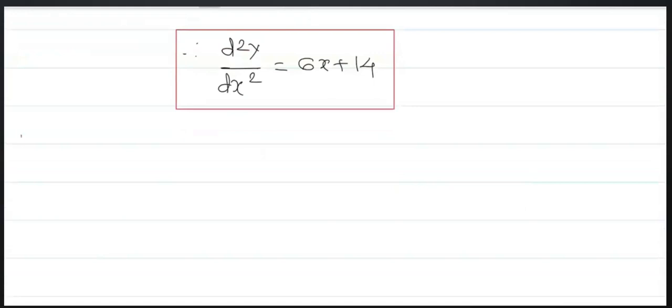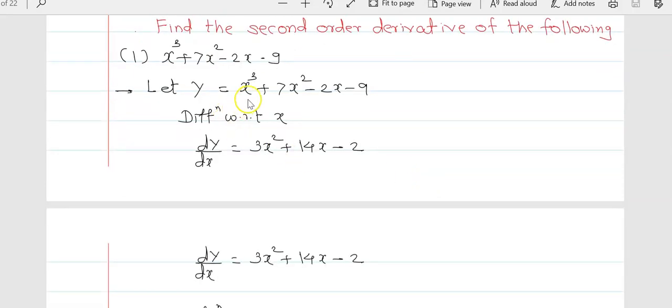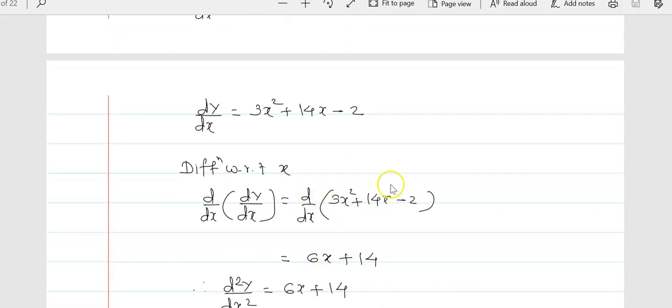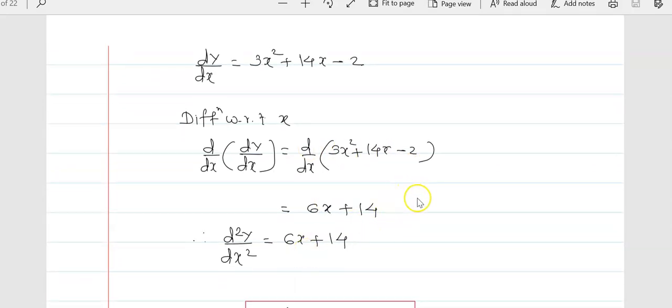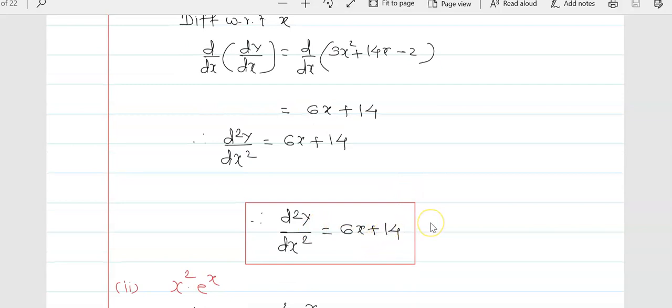Now I will summarize my problem. That is, y is equal to x cube plus 7x square minus 2x minus 9. Its derivative is 3x square plus 14x minus 2. And the second derivative is 6x plus 14. Hence d2y by dx square is equal to 6x plus 14.